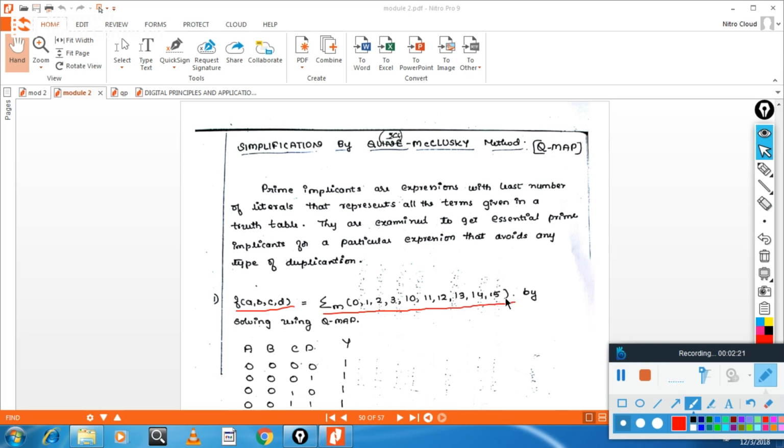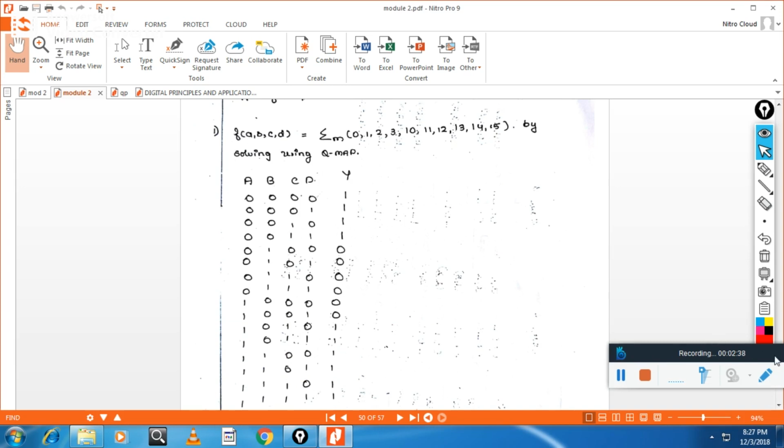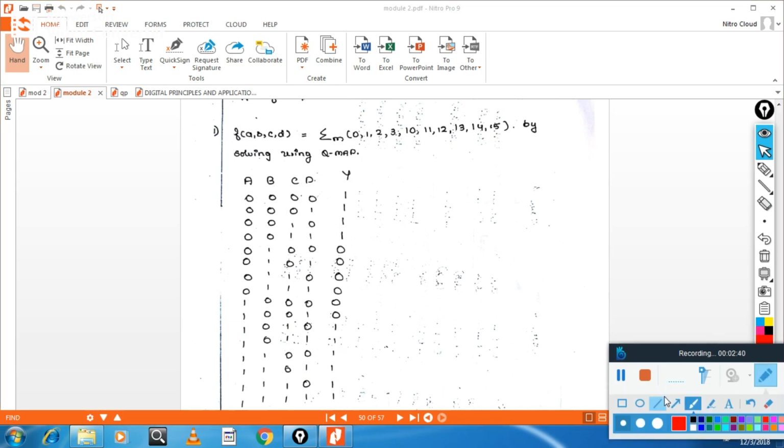First, here you have to follow a step by step process. The first step is to write down the truth table. So this is the truth table and this is the output. Now from this, write down only those min terms which show output equal to 1, like this.